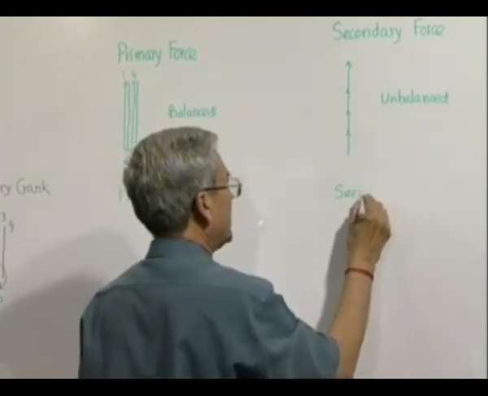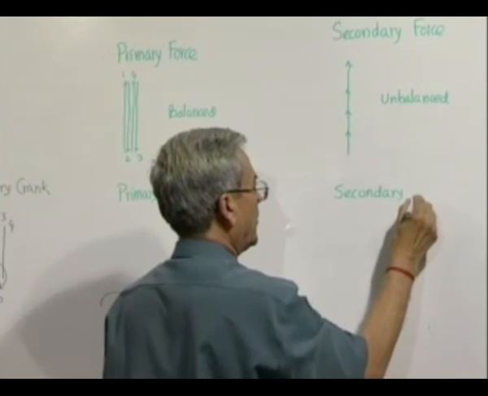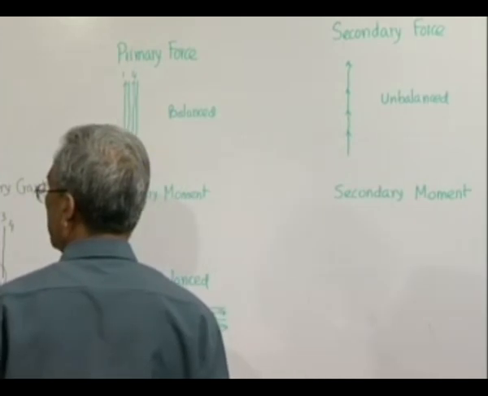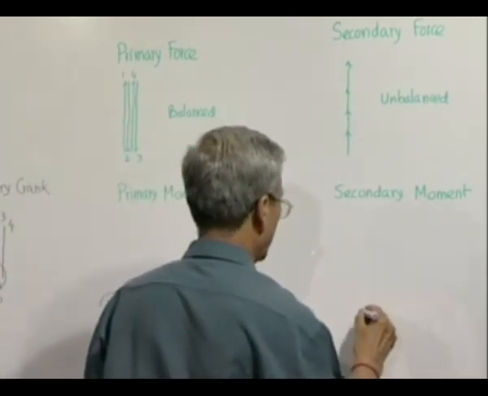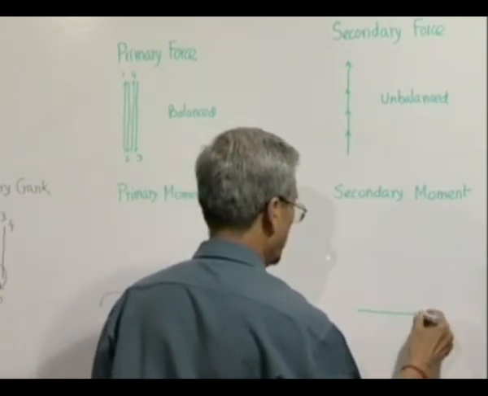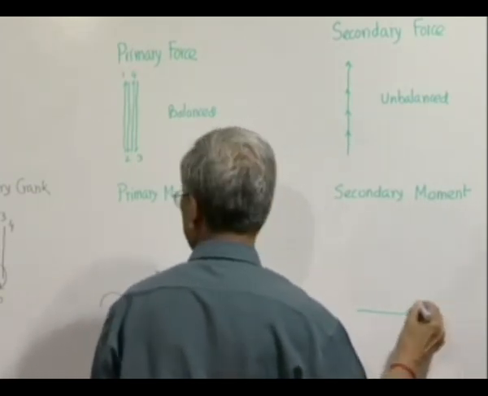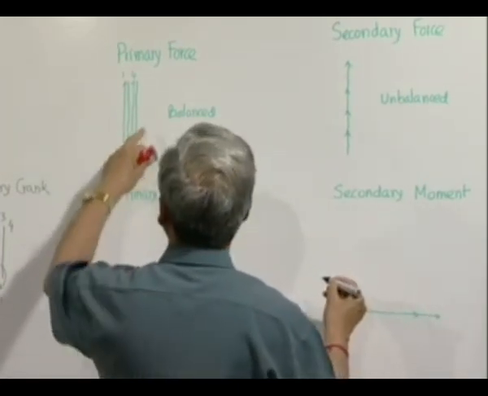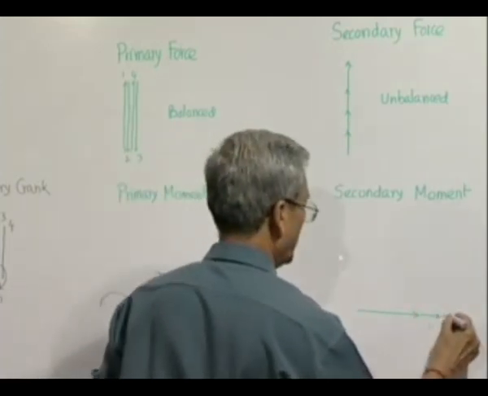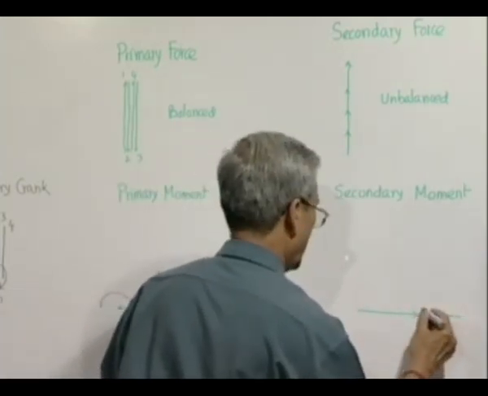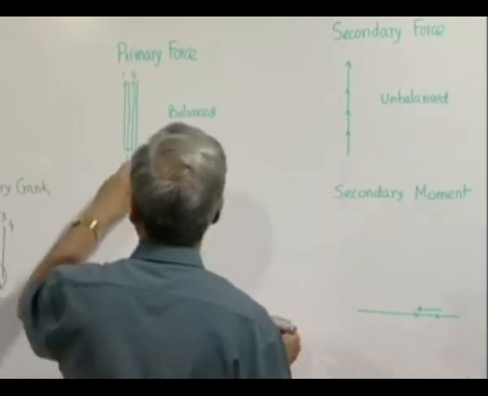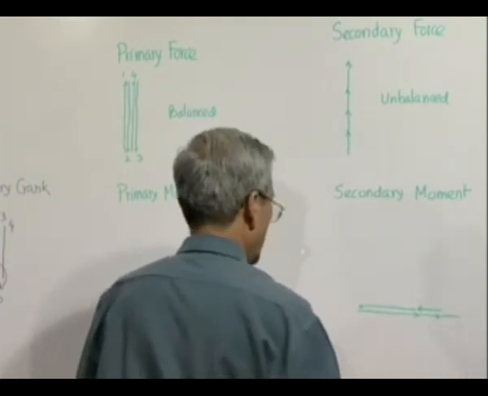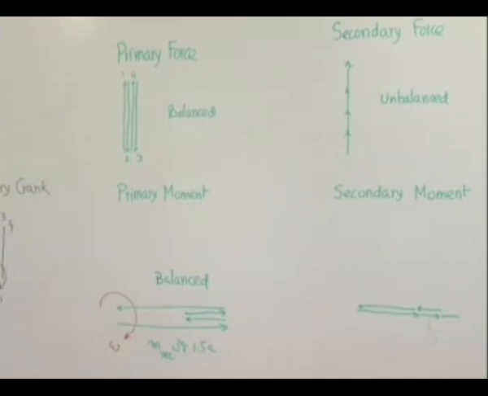Secondary moment, you will find first one is producing in this direction, second one is also producing in the same direction, third one is producing again in the same direction, third one is down like second, so it will produce something, and fourth one is at the end, so it will also produce the same. So, here again you find that secondary moments are balanced.